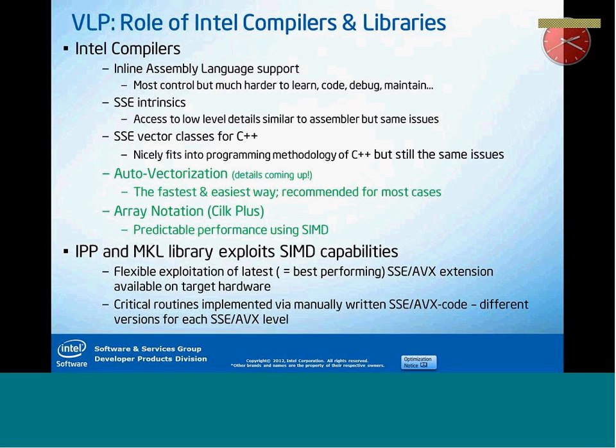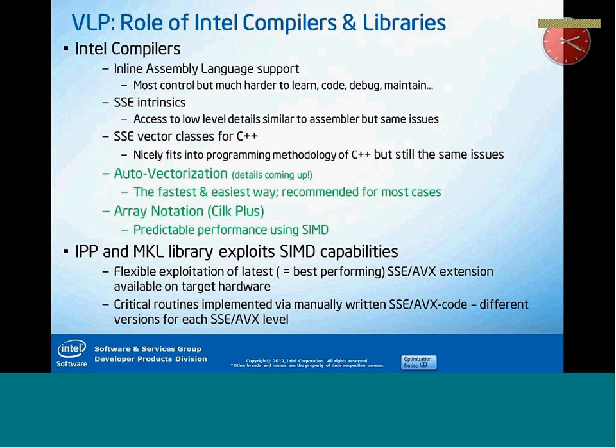There are multiple ways you can exploit vector-level parallelism using Intel compilers. We offer inline assembly, we offer SSE intrinsics, we have SSE vector classes, but I tend to think of these all as hand tuning, meaning you have to invest a lot of time. It's very hard to learn and debug and maintain and so on. What I would recommend is to use something called auto-vectorization. The details, coming up in the next few slides, are the fastest and easiest way to exploit the vector parallelism in each core of your machine.